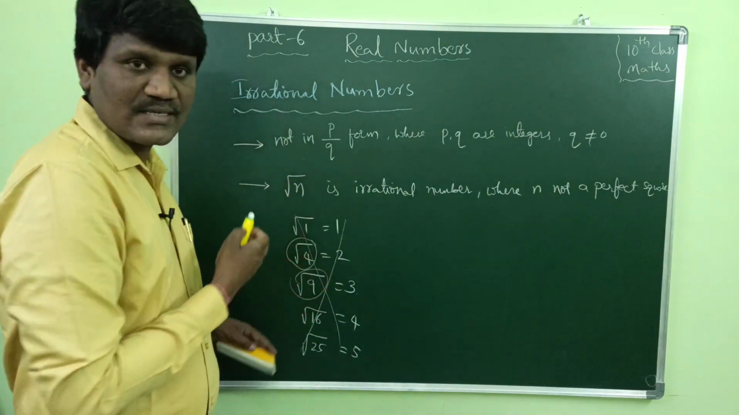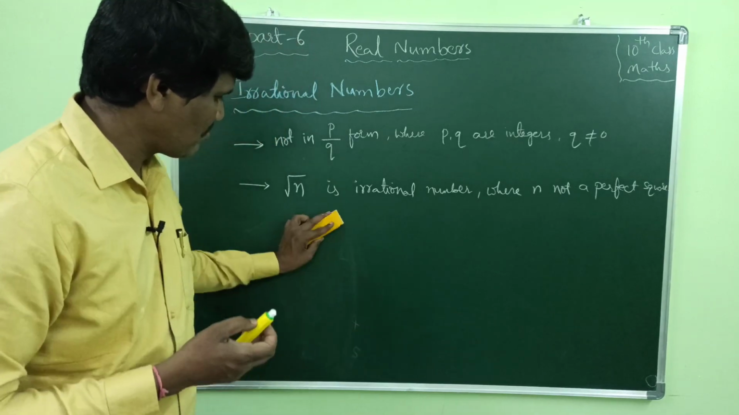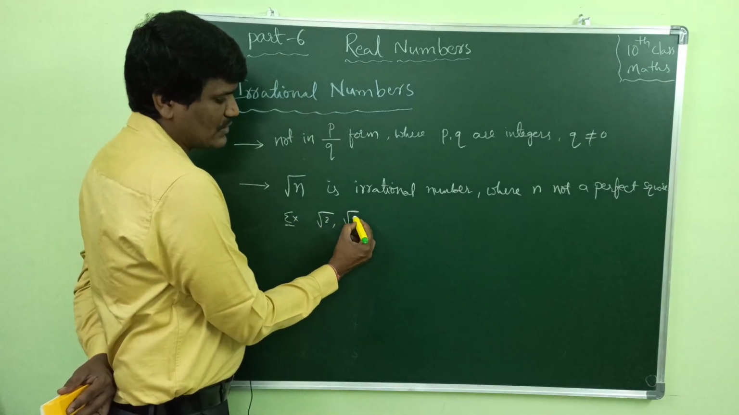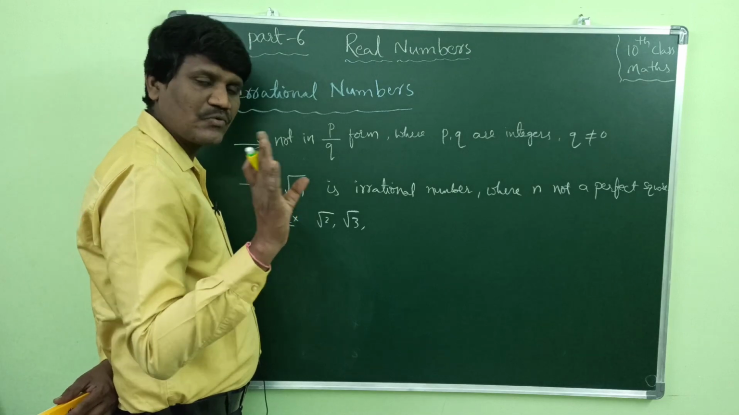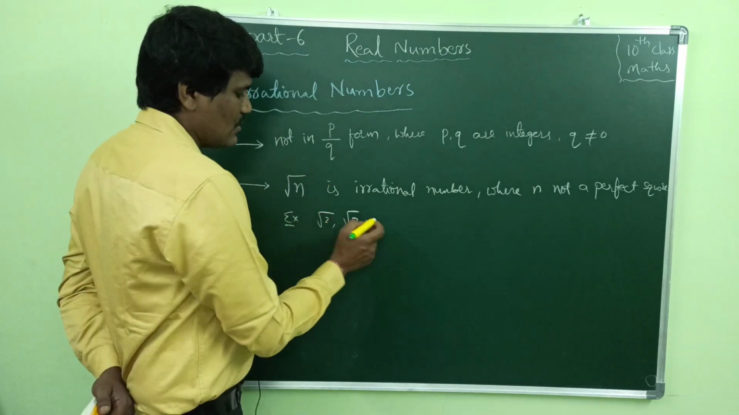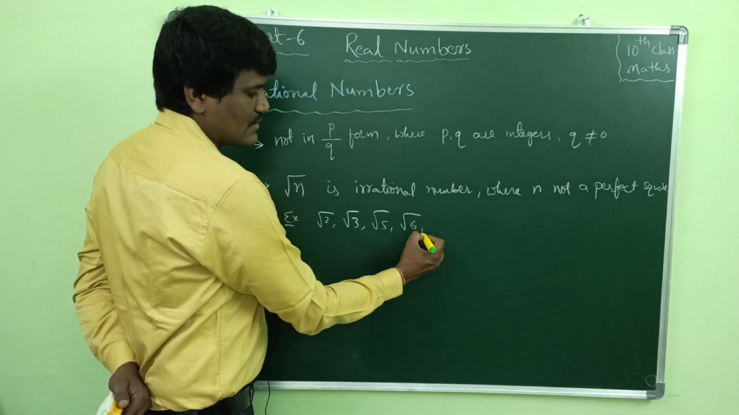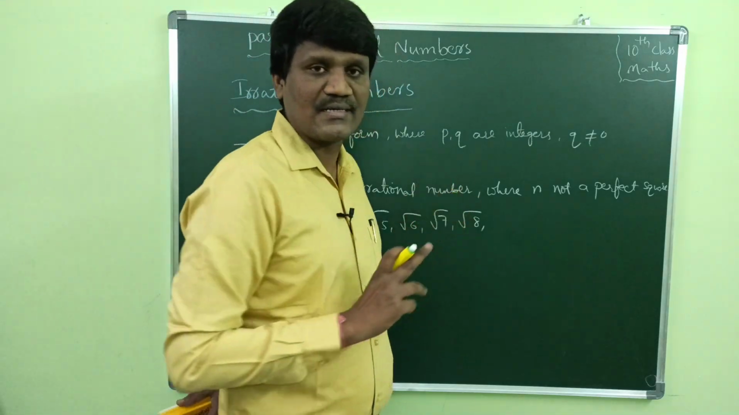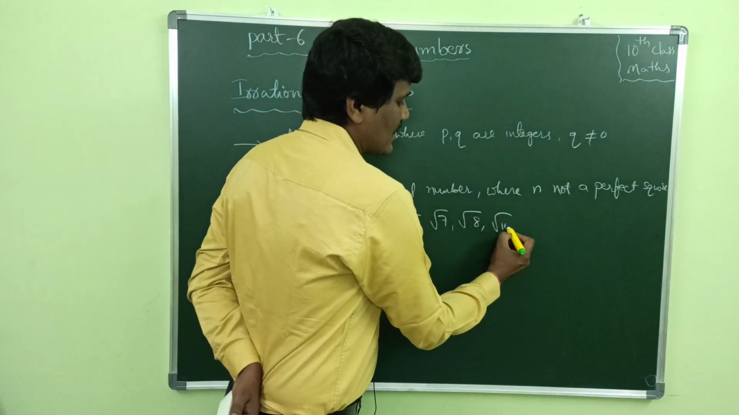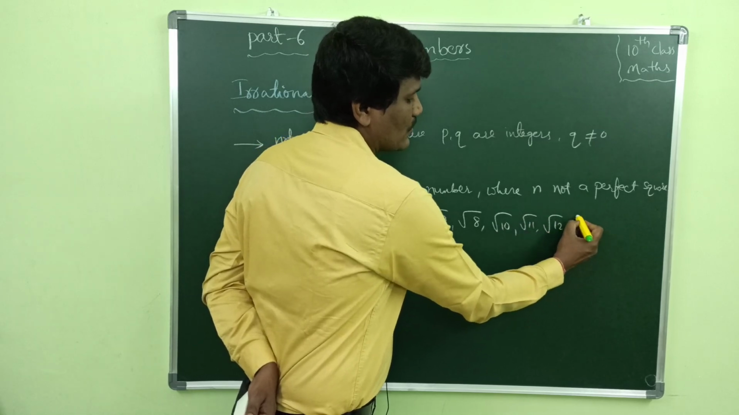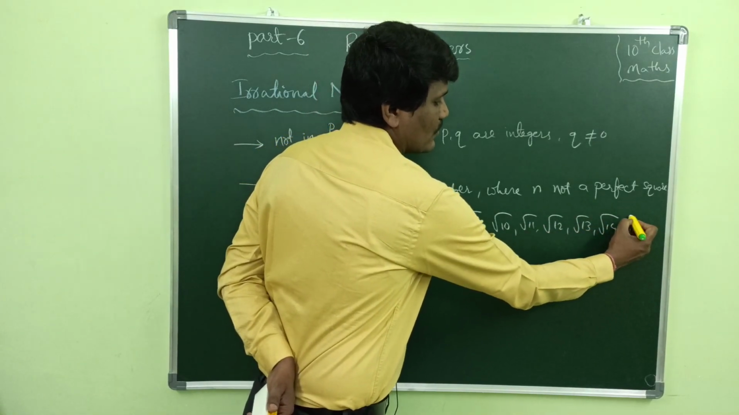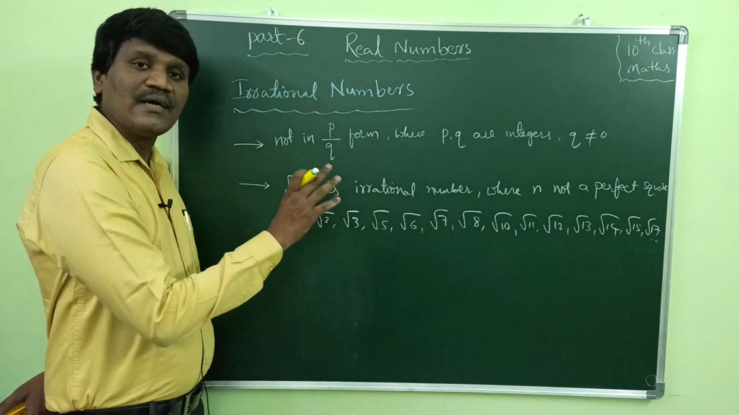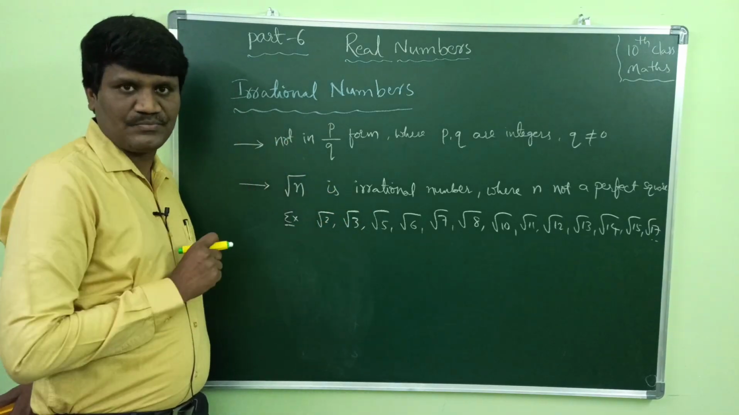So the examples we can see for irrational numbers are root 2, root 3. Root 4 is not irrational because root 4 value is 2, which is rational. So root 5, root 6, root 7, root 8, root 9 is not irrational, it is a rational number. So root 10, root 11, root 12, root 13, root 14, root 15, root 17 and so on. These are all irrational numbers in square root form, right?